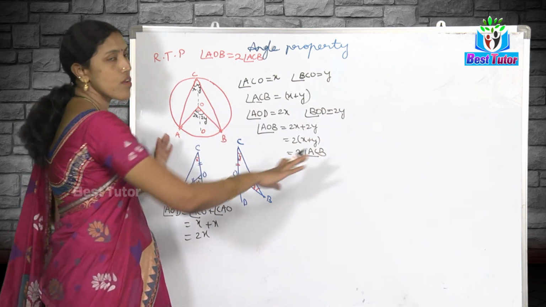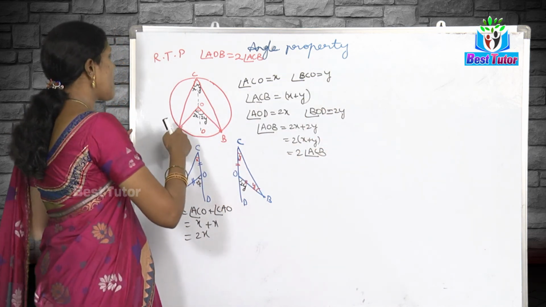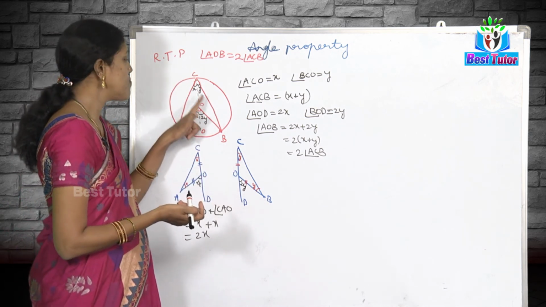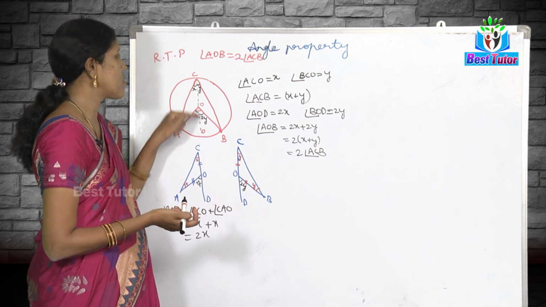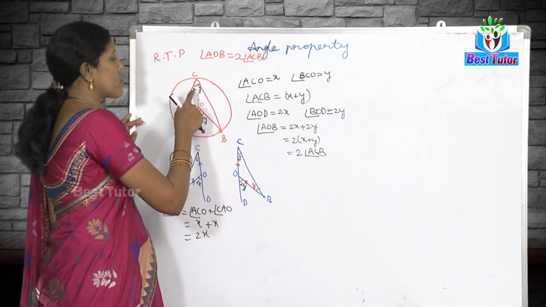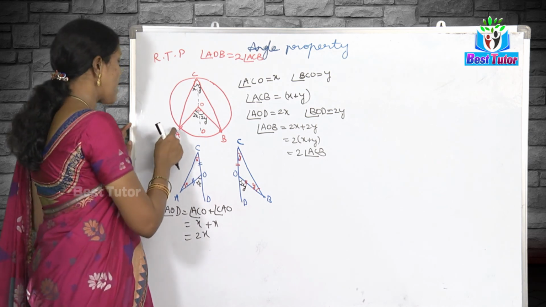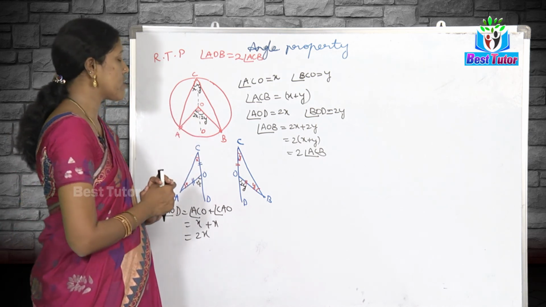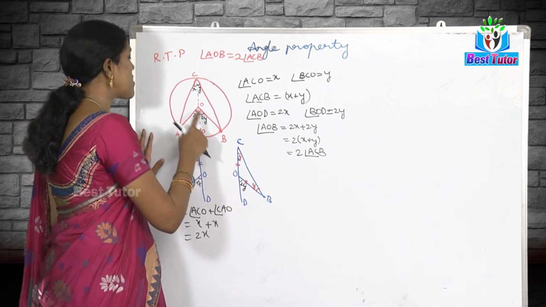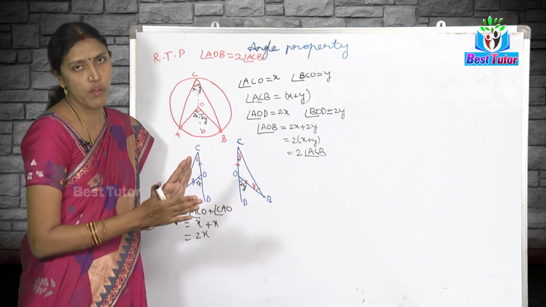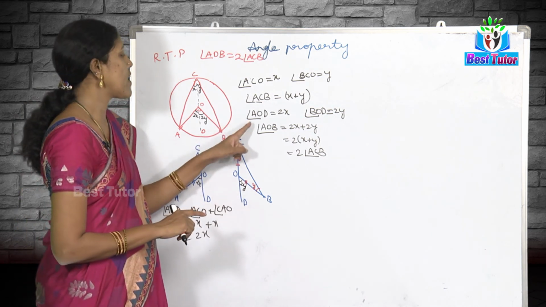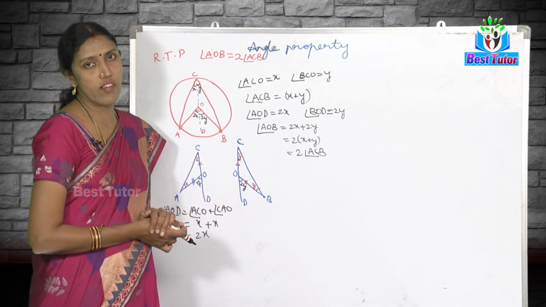Now we have written all the notations clearly. Angle ACO or ACD, whatever, is equal to x. Angle BCO or BCD is equal to y. Therefore, angle ACB is equal to x plus y. Now angle AOD is equal to 2x, angle BOD is equal to 2y, therefore angle AOB is 2x plus 2y, that is 2 into x plus y. But x plus y is nothing but angle ACB. Therefore angle AOB is equal to 2 times angle ACB.